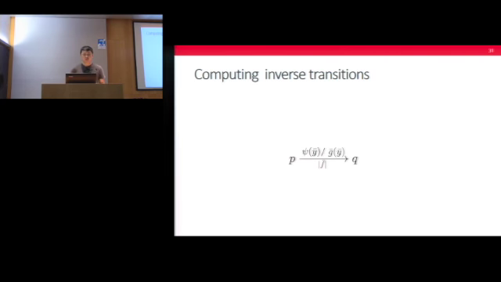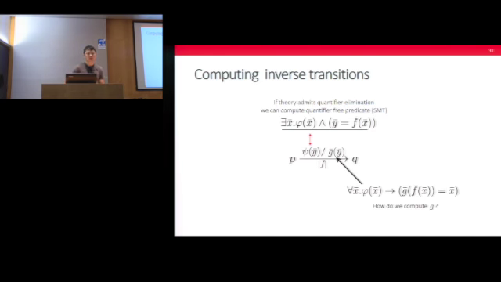We need to first compute the predicate psi, and we already have the formula for psi. So what we need to do is to eliminate the quantifier in the formulas. If our background theory admits quantifier elimination, we can use quantifier elimination to generate the quantifier-free formulas, and this is indeed the case for bit-vector arithmetic. But computing the output function G is more complicated.